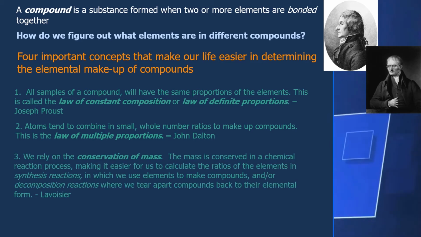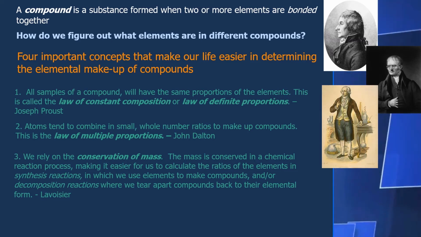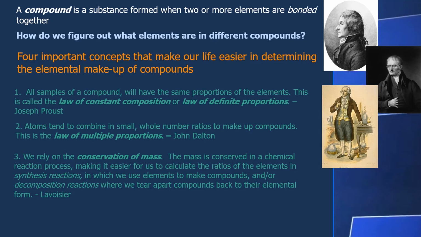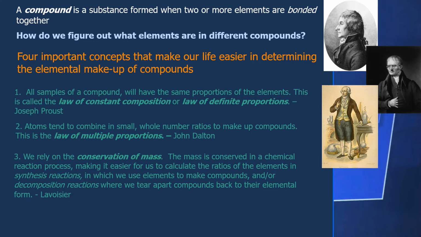Now, 3, we're going to rely on Lavoisier's conservation of mass. The mass is considered to be constant throughout a chemical reaction process, which makes it easier for us to calculate the ratios of the elements in a simple synthesis reaction. In these reactions, we envision pure elements coming together to make compounds. Such a reaction would be hydrogen and oxygen gas combining to make water.